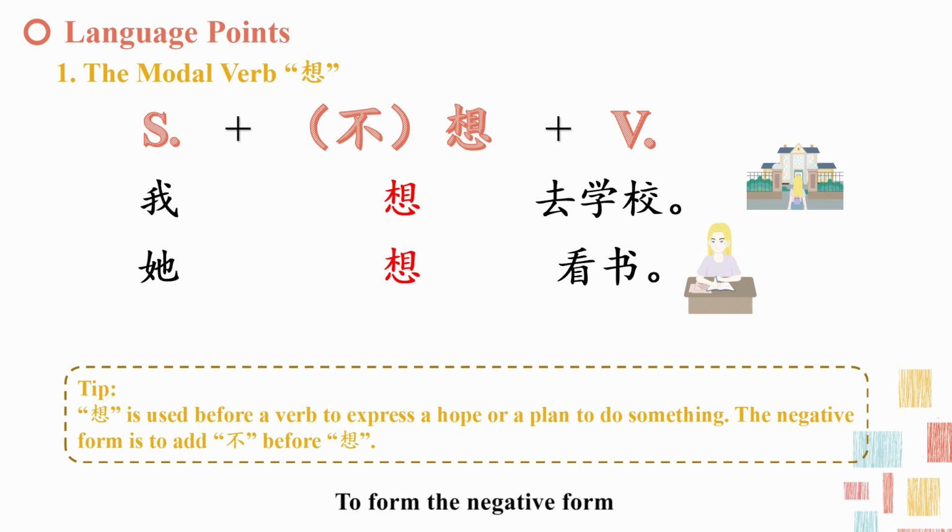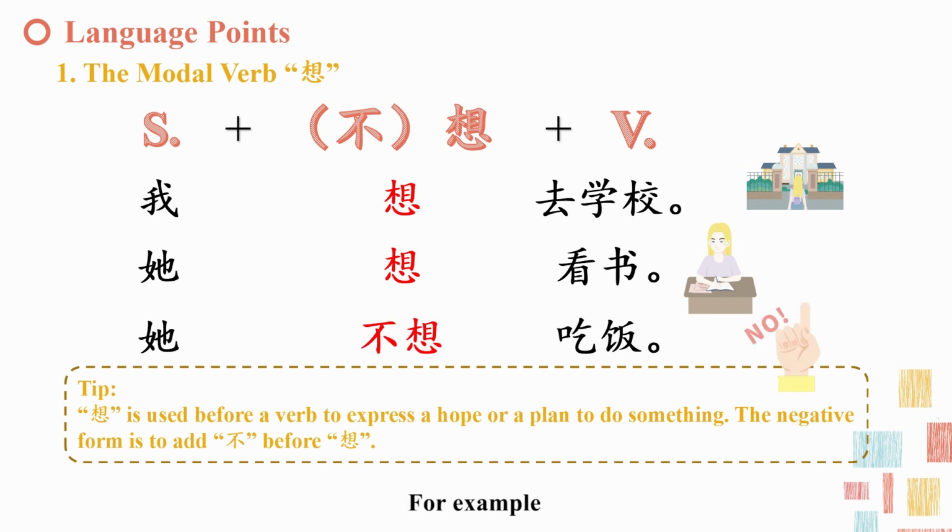To form the negative form, simply add 不 before 想。 For example, 他不想吃饭。 she doesn't want to eat.